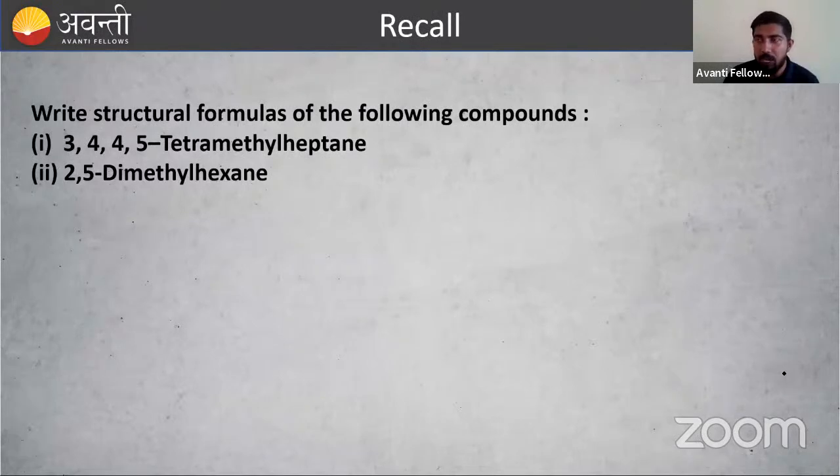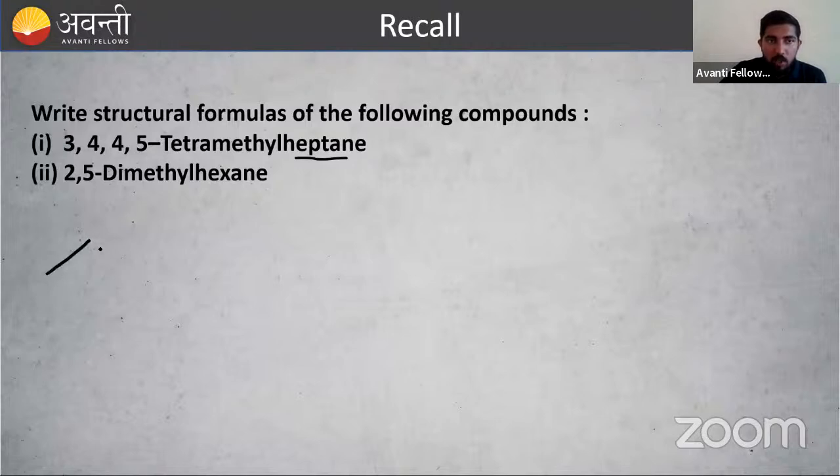So the name is given. From the name, we are going to draw the structure. In IUPAC, in the GOC chapter, we have studied this. In the last NEET, 2021 NEET, they gave the name and you had to identify the correct structure. So how to write? First you have to identify the word root. That is heptane. Hept means there are 7 carbon atoms in the word root. So you have to draw it.